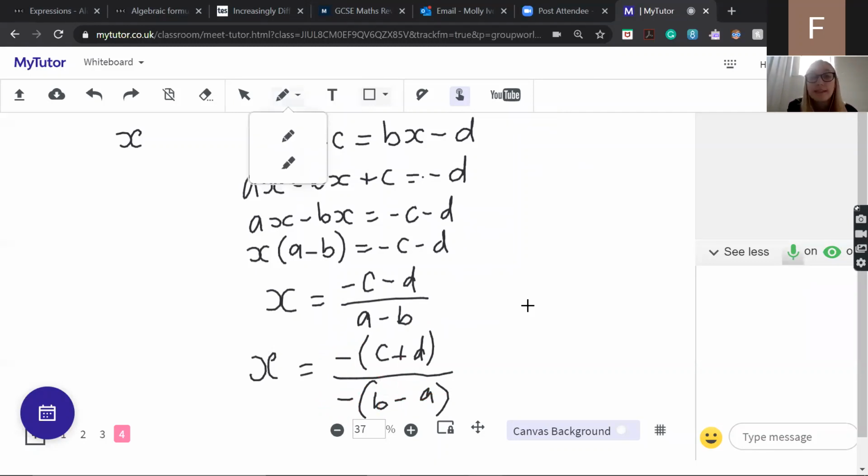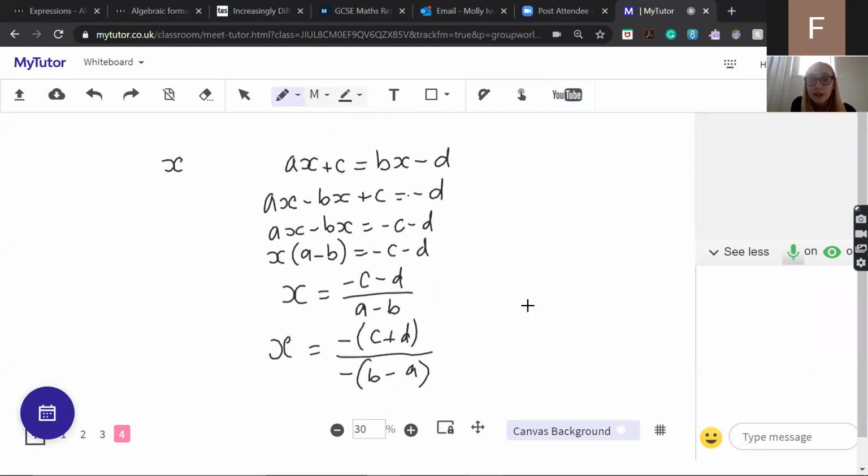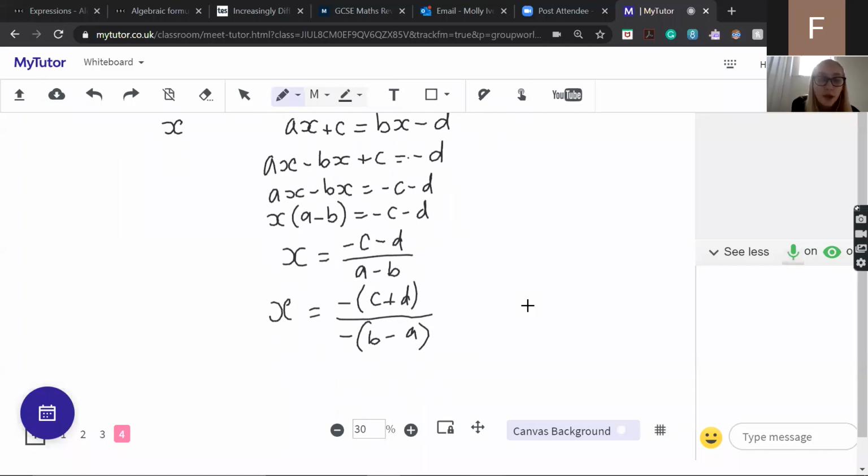Don't worry if you don't follow this step. This one isn't crucial. The rearranging just makes it look a lot nicer. And then we can basically cancel out the negatives, because it's a negative divided by a negative, so divide both the top and the bottom by minus 1, and x is c plus d over b minus a. So this form I just think looks a lot nicer. You've only got one negative rather than three there.